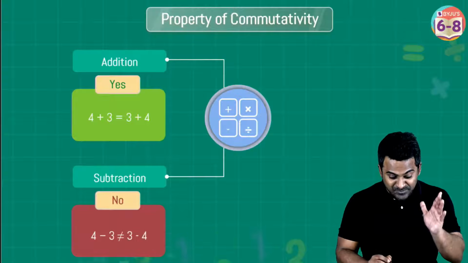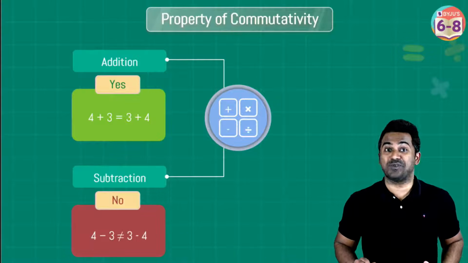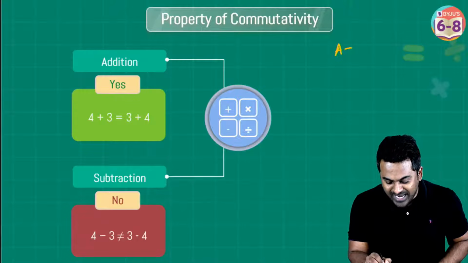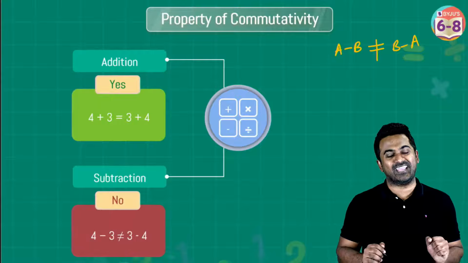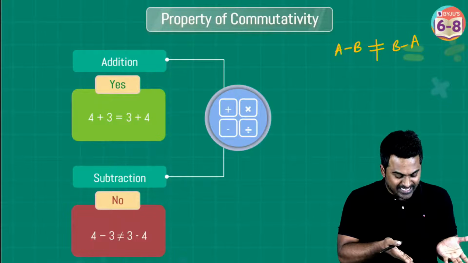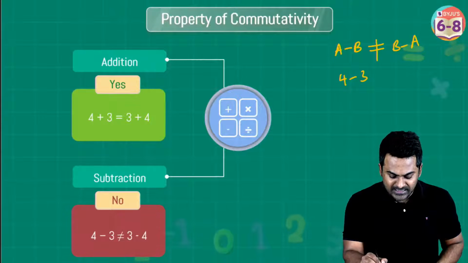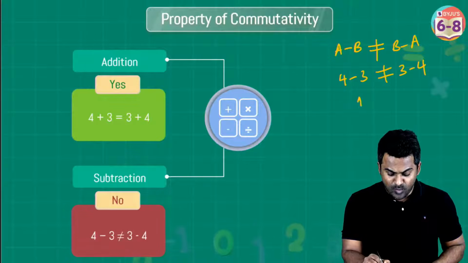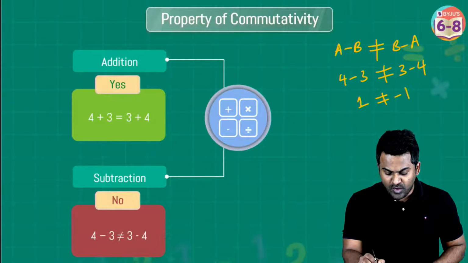Moving on. Does subtraction follow property of commutativity? No, it doesn't, because A minus B is not equal to B minus A. Plug in some numbers and you'd understand. Like the example here says what? 4 minus 3 is not equal to 3 minus 4. Because what is 4 minus 3? 1. 3 minus 4? Minus 1.